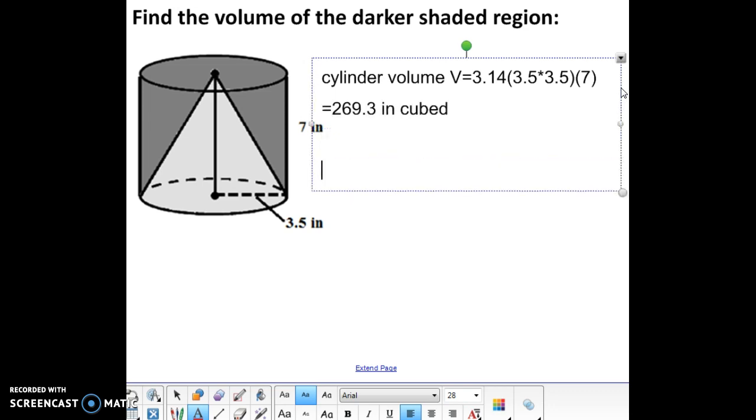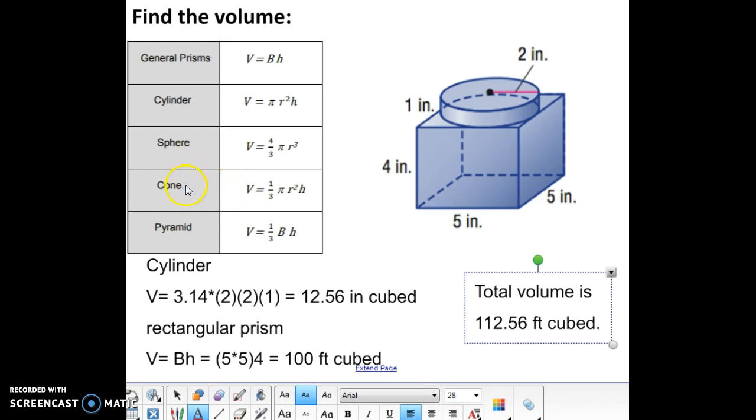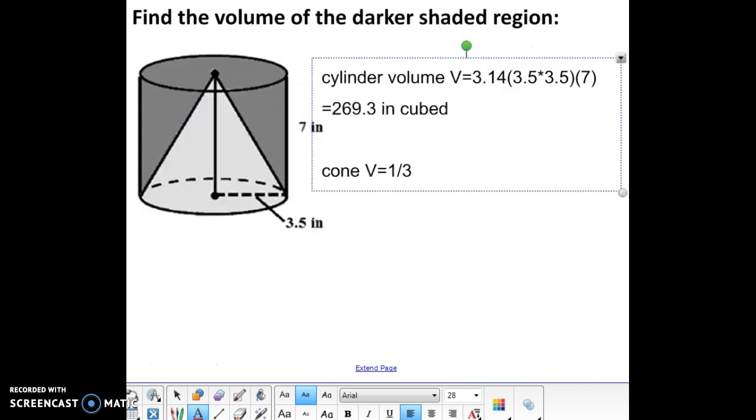Now the volume of the cone, volume equals 1/3 pi r squared times h. I'll scroll back a little bit to where we had the formula sheet. The volume of a cone is 1/3 pi r squared h. It's the same as a pyramid. The base area is just pi r squared instead of whatever the base of your pyramid is. So same kind of thing.